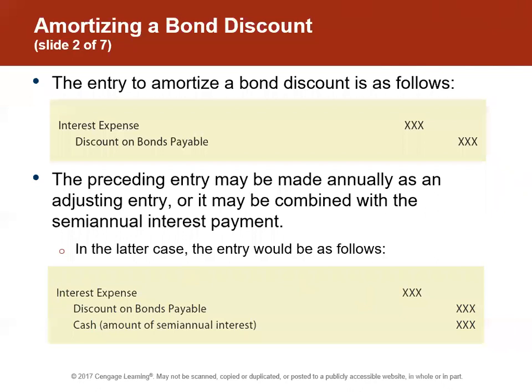Okay, so the interest expense on a bond with the discount is going to be the amortized portion of the discount plus the interest payment we're making, because that's the whole expense. The whole expense of issuing this bond, well, we discounted it, plus we have to pay the interest.